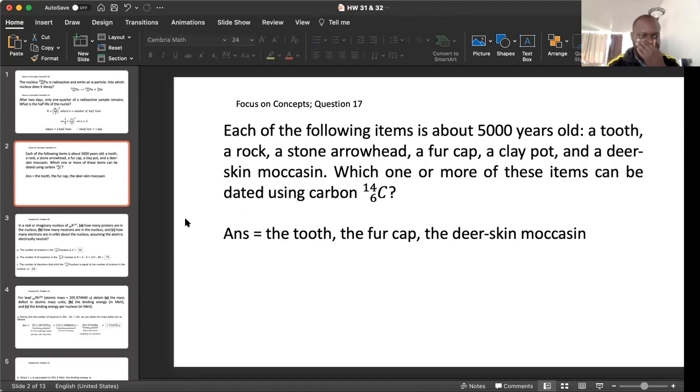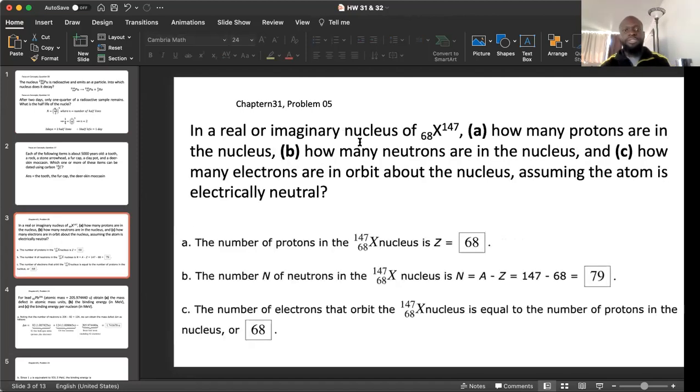So the next one says chapter 31, problem 05, says in a real or imaginary nucleus of X 147 68, how many protons are in the nucleus? So number of protons in the nucleus is Z, which is 68 down here. How many neutrons are in the nucleus? So for neutrons, you have to subtract the number of protons from the mass number, because the mass number is the total of protons and neutrons. So 147 minus 68 will give us the number of neutrons.